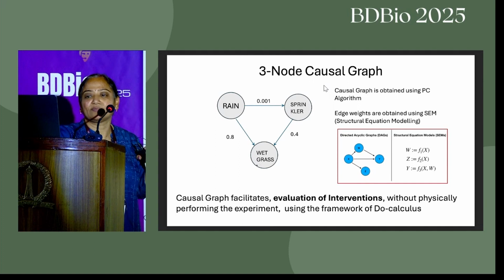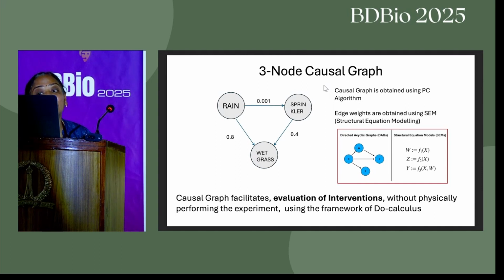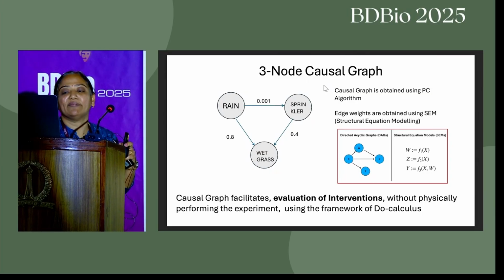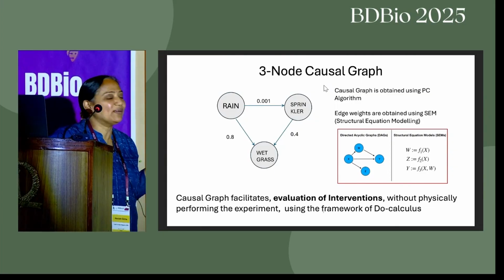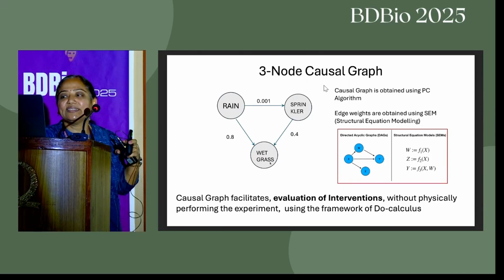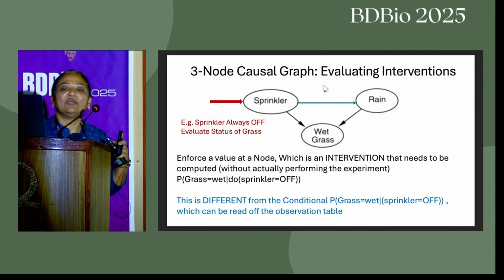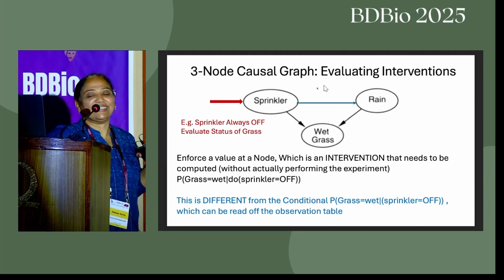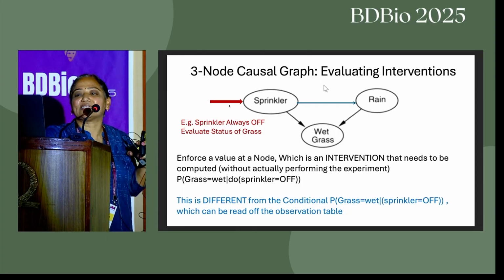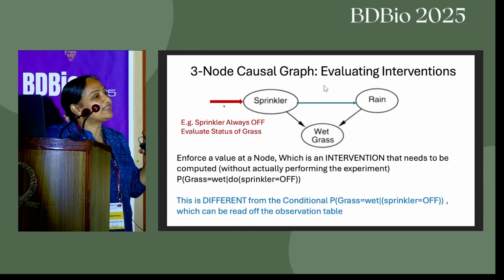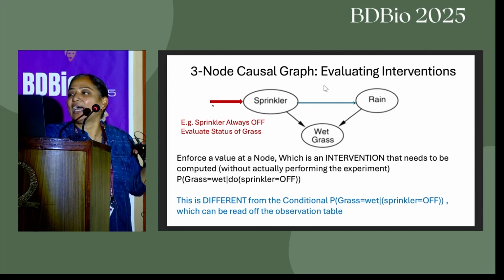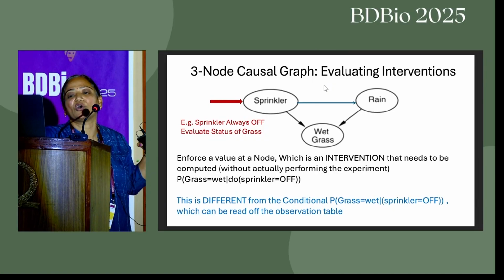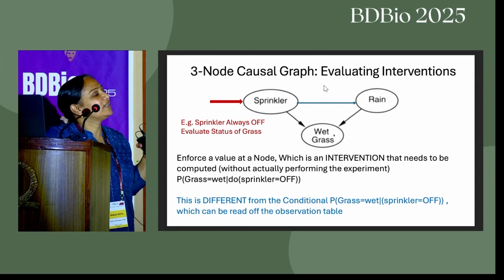So causal graph facilitates evaluation of intervention. Now what is an intervention? Without physically performing the experiment, using a very recent framework, thanks to Judea Pearl, called do calculus. We'll quickly see what it means. Now we have the causal graph. I want to evaluate an intervention. What's an intervention? Intervention is not a part of the observation. It is something we are enforcing. Let's say I want to have the intervention, sprinkler is always off. And then I want to evaluate the condition of grass.